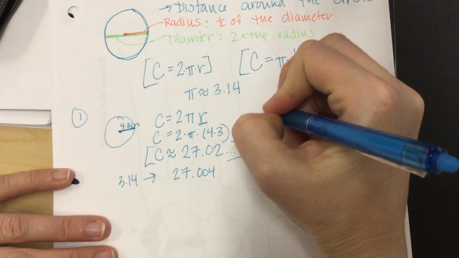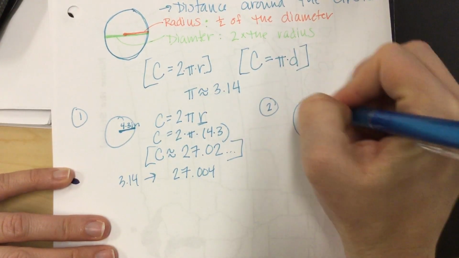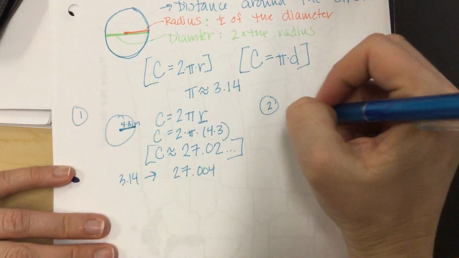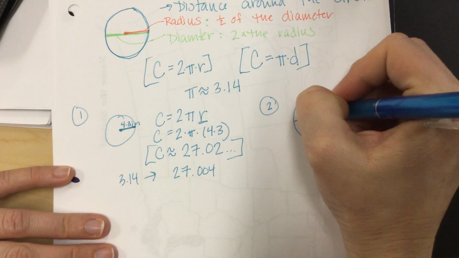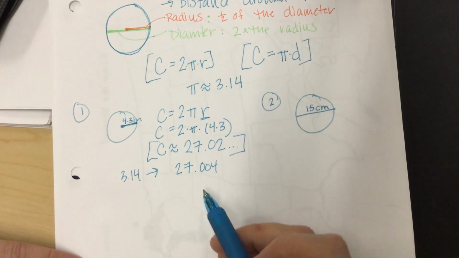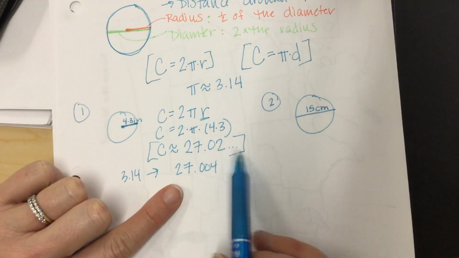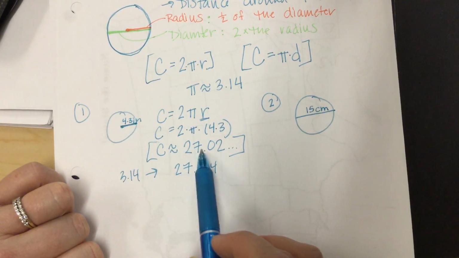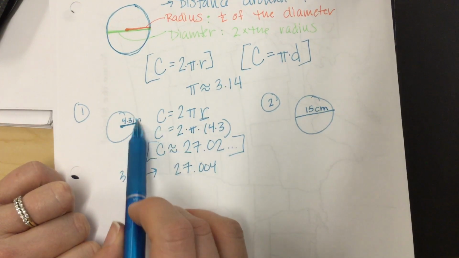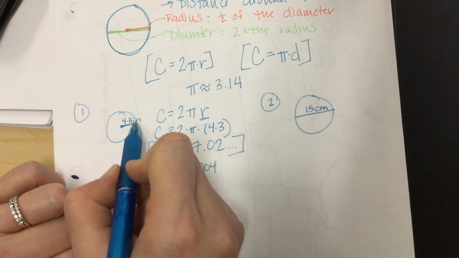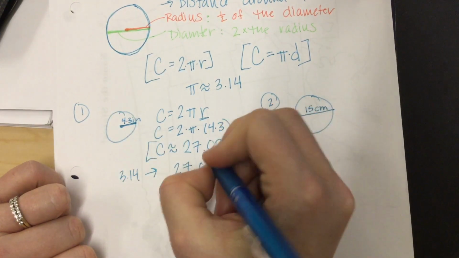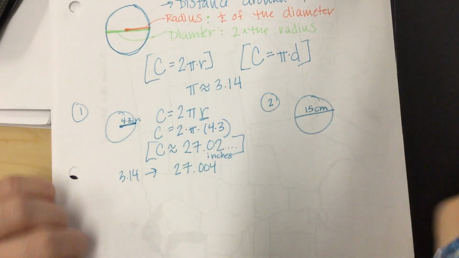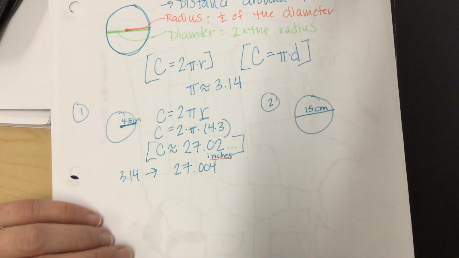Okay, so same thing with number 2 right here. Number 2, we're given an example here in which this part is labeled 15 centimeters. Oh, hold on, I forgot. We need to put units for this. So the circumference, the distance around this outside, is equal to about 27.02. Because we're measuring a distance and because this was given in inches, this is also in inches. So please make sure you have your units included in there.